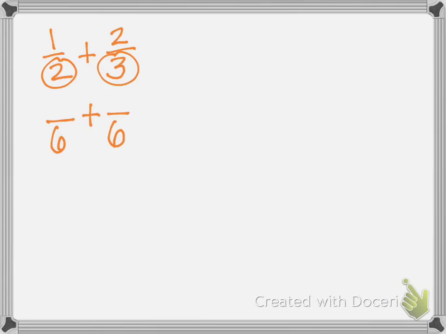Now, the next step is to adjust our numerators. Remember, whatever we do to the bottom, we do to the top. So we want to make this fraction equivalent to this fraction. And so 2 times what?